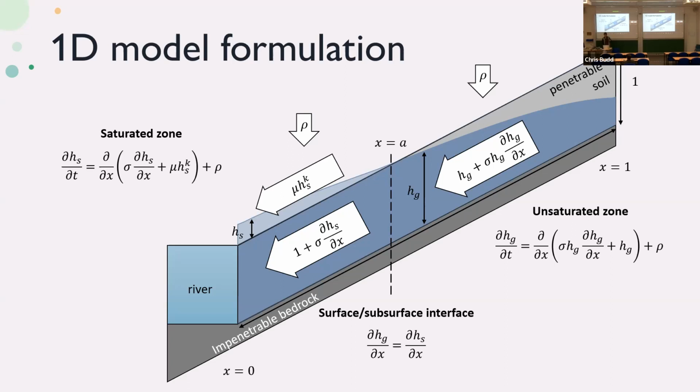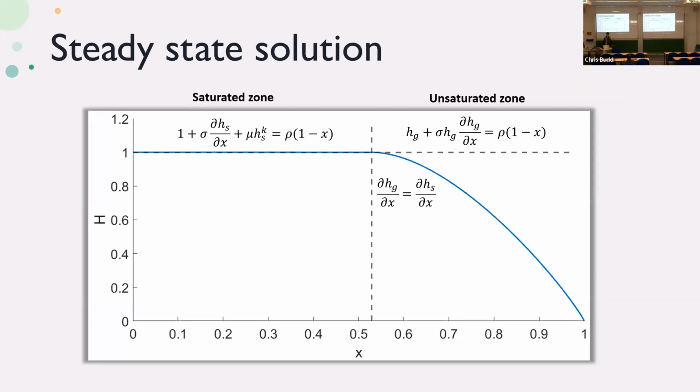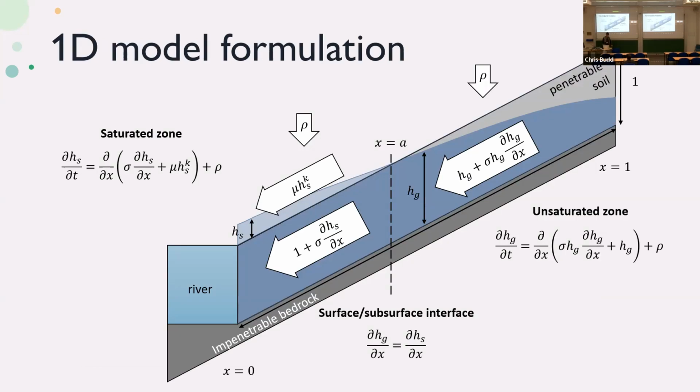This is already a well-defined mathematical model as well. I should also include some boundary conditions at the end. There is no flow here, and there is a free flow boundary condition here. This allows me to find how the groundwater and the surface water will evolve in time.